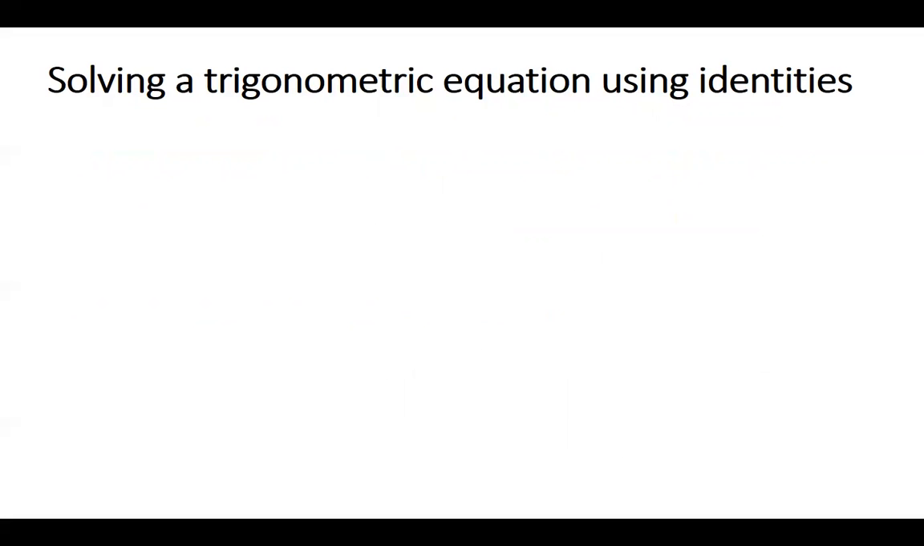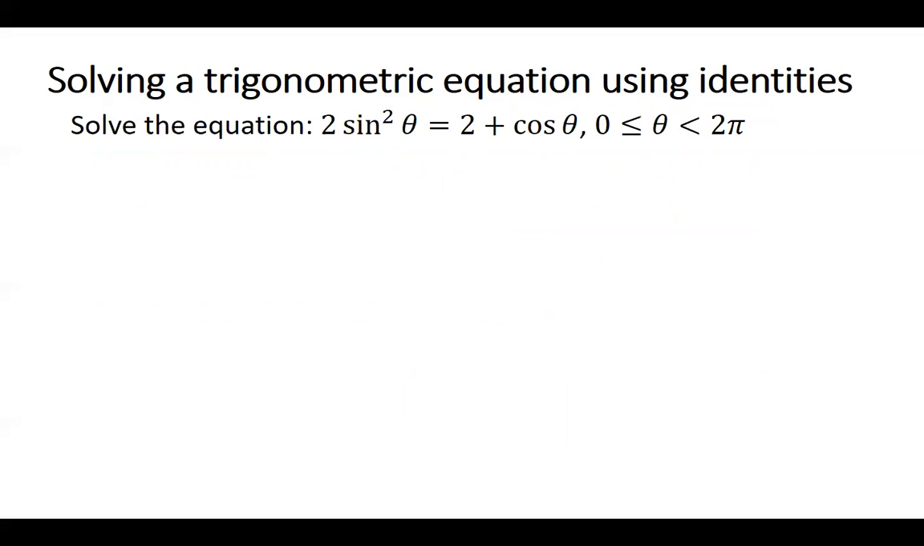Okay, so solving a trigonometric equation using identities. What if I want to solve the equation 2 sine squared theta equal to 2 plus cosine theta for theta from 0 to 2 pi? Well, now we're going to bring in some other things. I said it could get more complicated. Well, what we can do here is we can say, well, wait a second.